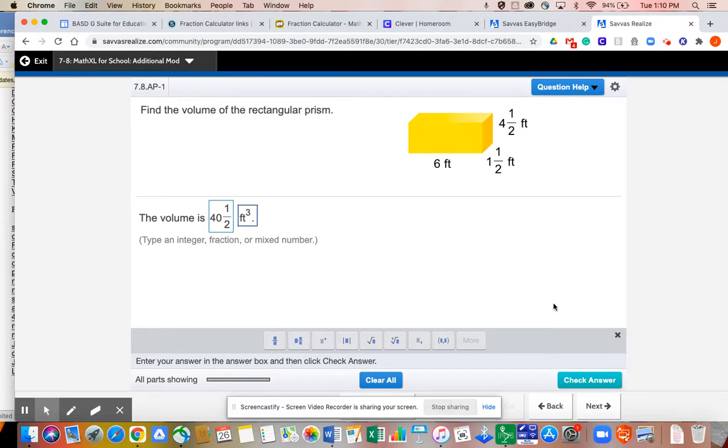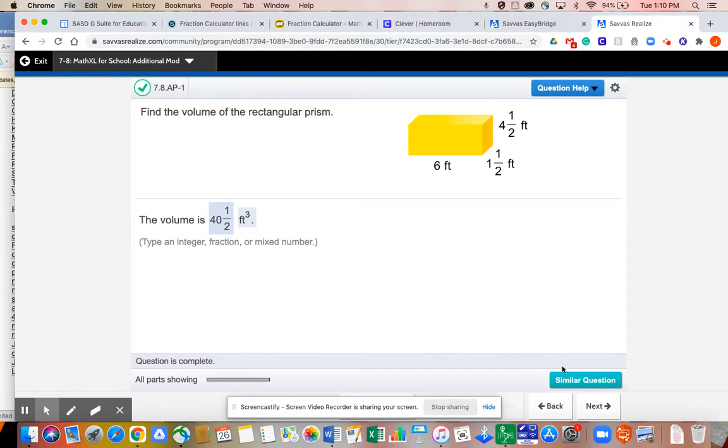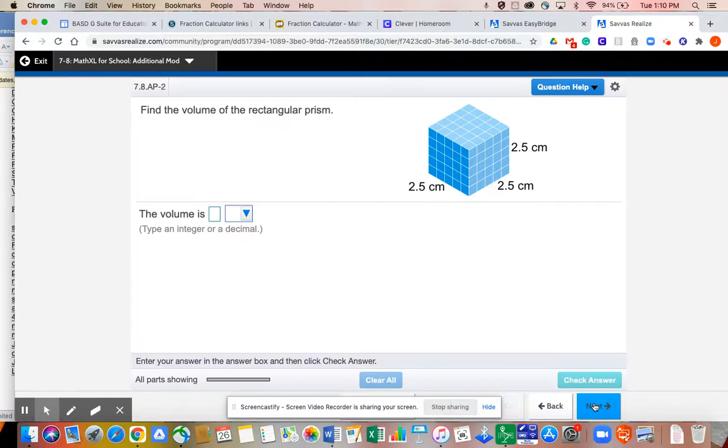And it is to the third power. Check answer. Nice work. And go on. Next question.